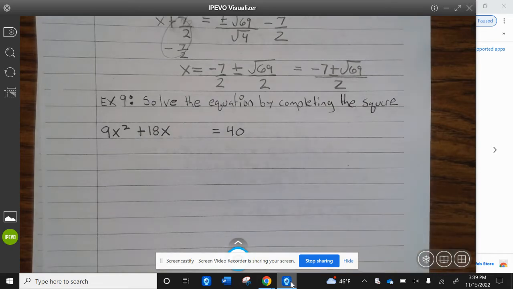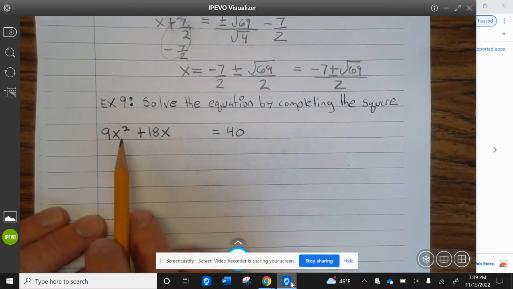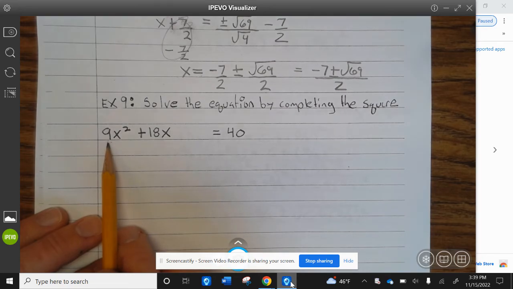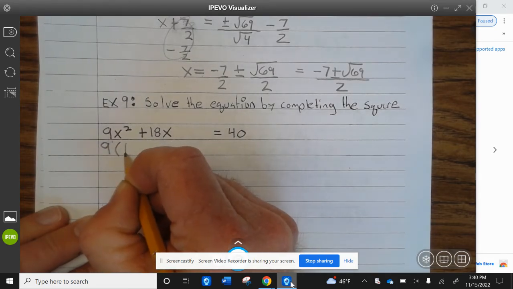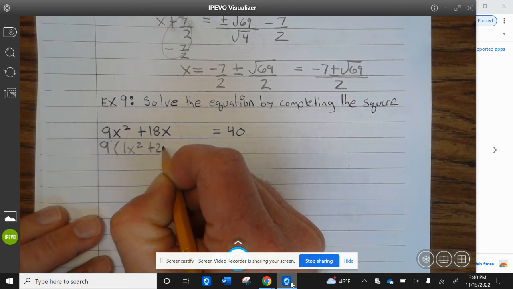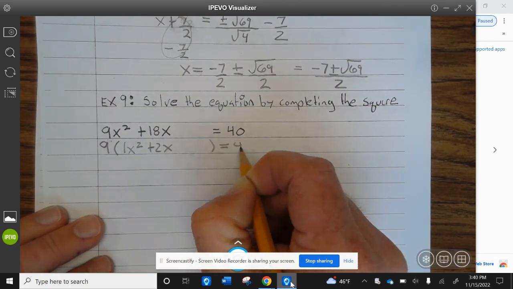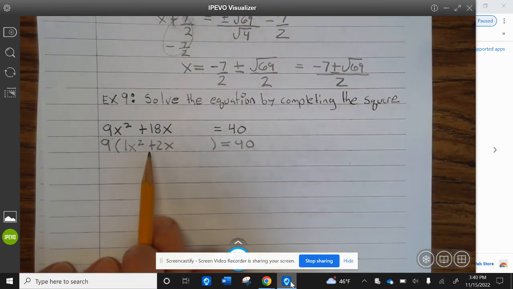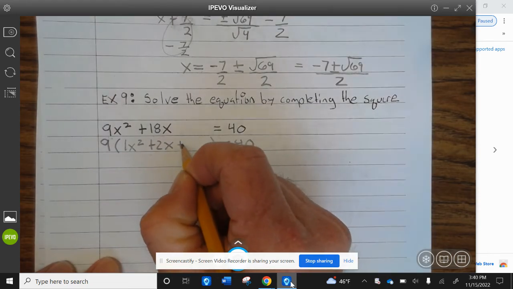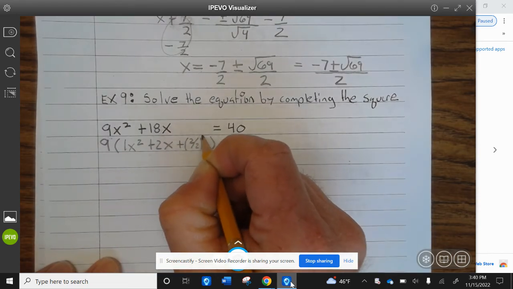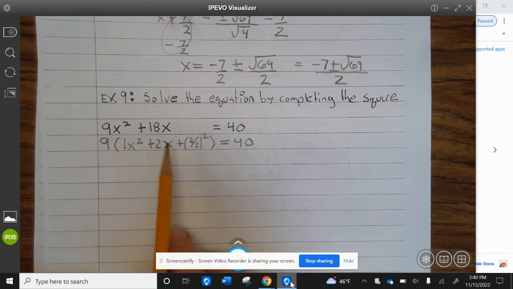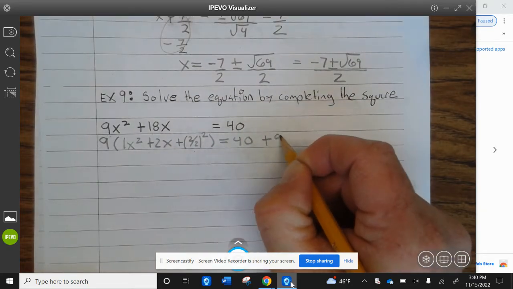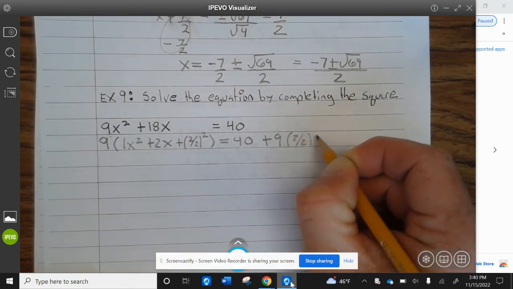All right, example 9. Solve the equation by completing the square. So now this one's unique in that we've had a 1 here in every other problem except for this one. So this one we need to factor out the 9 first. So that becomes 9 times 1x squared plus 2x equal to 40. Now we can complete the square here. So we're going to do plus 2 divided by 2 squared. But we need to add that to this side, but we have to multiply it by 9. So it's plus 9 times 2 divided by 2 squared.